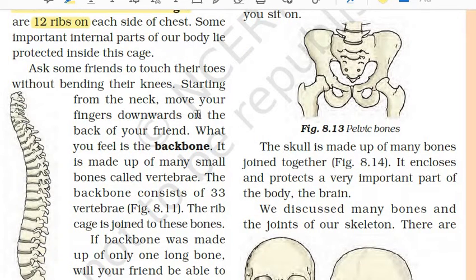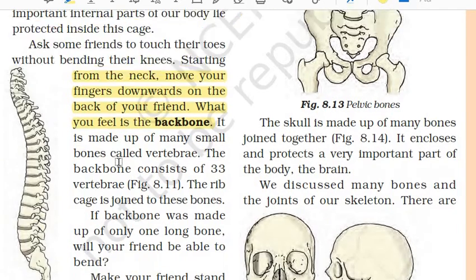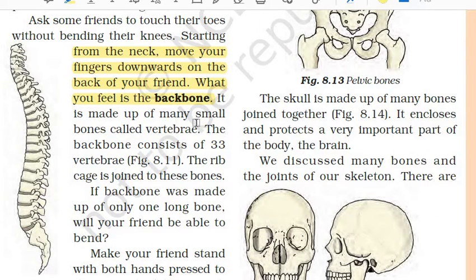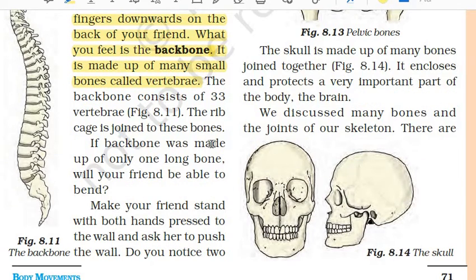Starting from the neck, move your fingers downward on the back of your friend. What you feel is known as the backbone, right? So it is made up of many small bones called the vertebrae. Right? So the backbone is made up of the vertebrae. There are 33 vertebrae. The rib cage is joined to these bones.